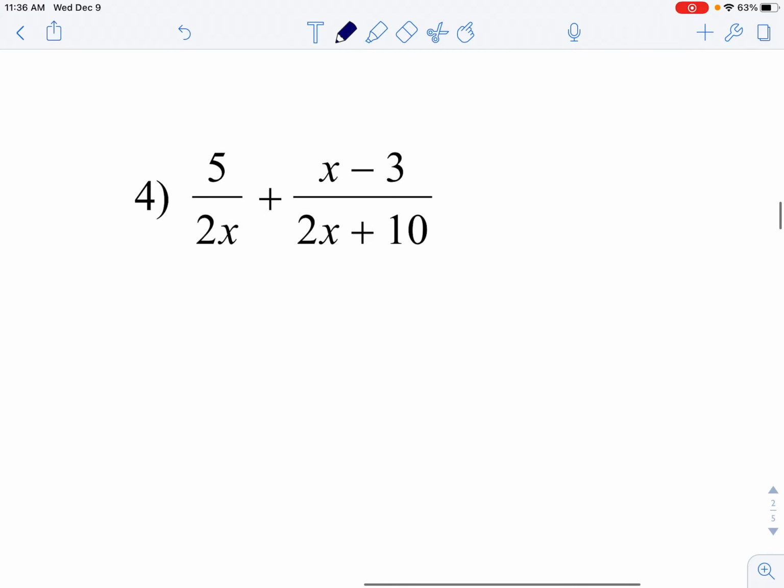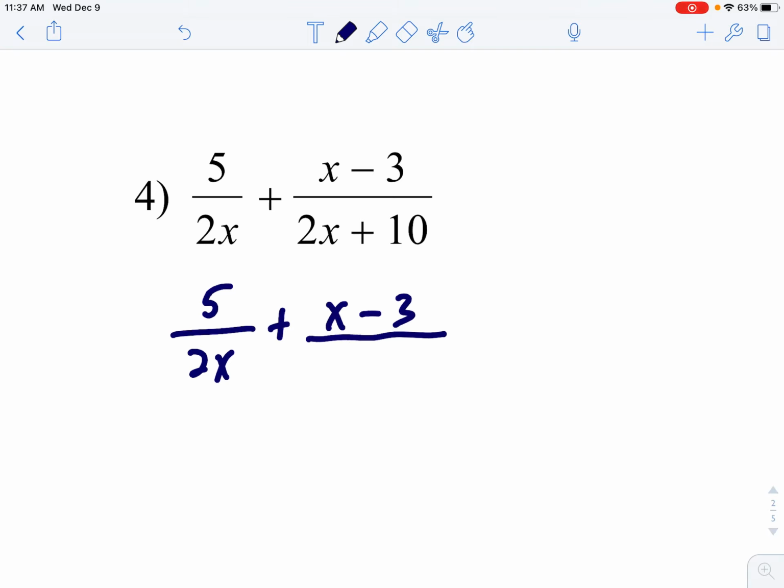Next one. Okay, this is going to be a bit more of a challenge. In general, when you're combining rational expressions, to find a common denominator, if you can factor a denominator, you should do it. So this denominator right here, 2x plus 10, you can factor out a 2, becomes 2 parentheses x plus 5.